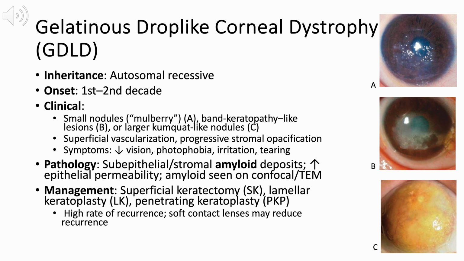Management is challenging. Superficial keratectomy, lamellar keratoplasty, or full keratoplasty can be performed, but unfortunately, there is a high rate of recurrence. The use of soft contact lenses has been shown to help reduce recurrence and provide symptomatic relief. The accompanying images illustrate the range of clinical findings, from early mulberry-like nodules to advanced kumquat-like lesions, highlighting the progressive and visually significant nature of this disorder.